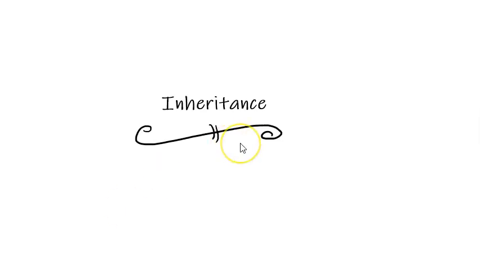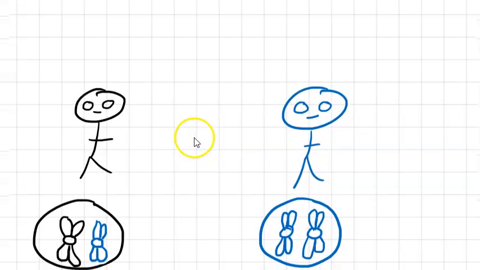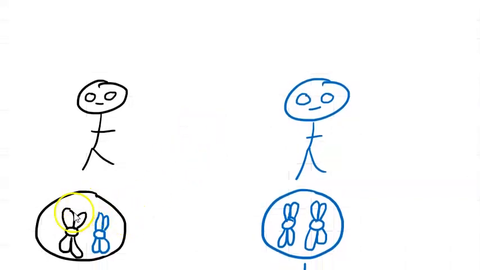In this video we're going to look at inheritance, how individuals inherit the alleles or the genes that they do. So let's take two individuals, name them as you will. We've got this individual here and this individual here, and throughout their bodies they have cells that contain the same genetic information.